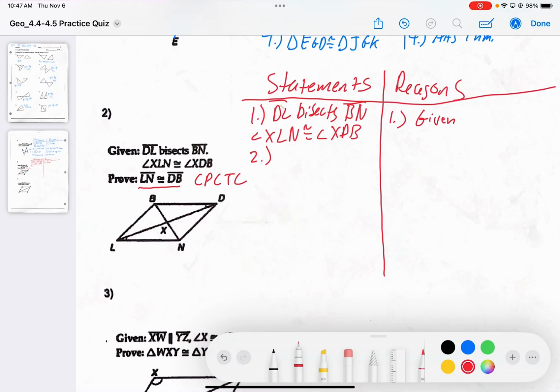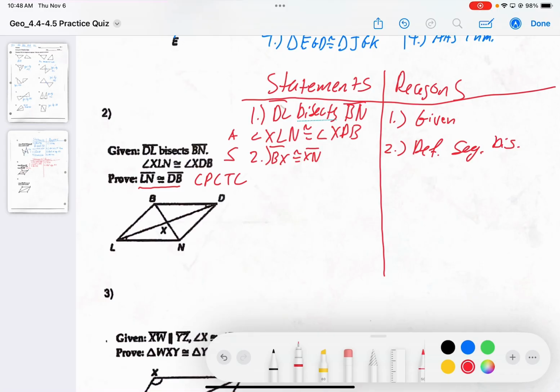Okay. Anytime I write a proof, start by writing my givens. And then what? Use your vocab. You guys told me I'm going to use definition of segment bisector, right? So BN is being bisected. What's that congruent segment going to look like? BX congruent to XN. Good. And then you said definition of segment bisector. My other given was a pair of angles congruent. Now I have a pair of angles and a pair of sides.